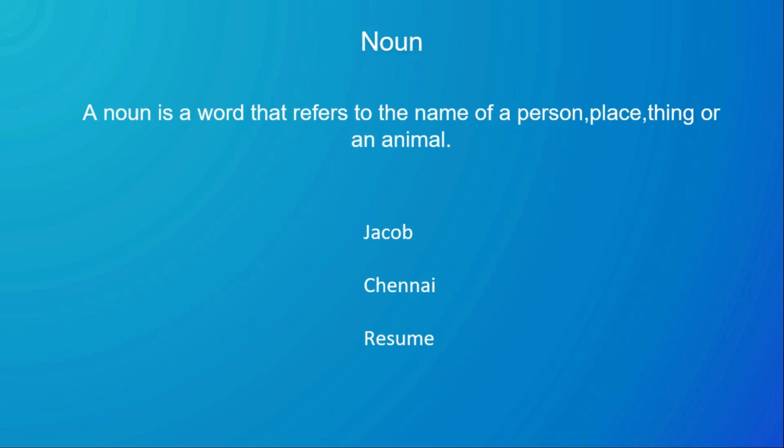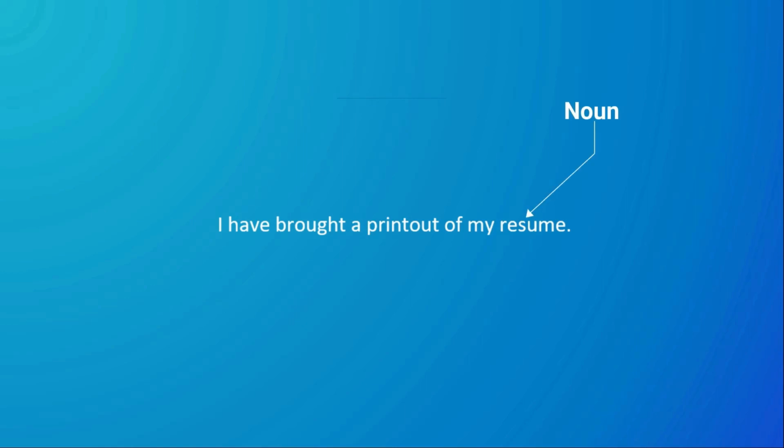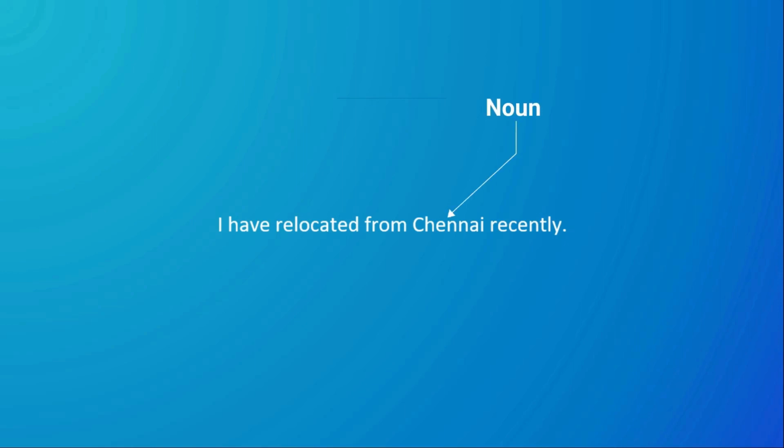Now have a look at the following example sentences. Jacob has spoken to me. In this example, Jacob is the name of a person and hence it is a noun. I have brought a printout of my resume. In this example, the word resume is a thing and hence is a noun. I have relocated from Chennai recently. In this example, the word Chennai is the name of a place and so it is a noun.